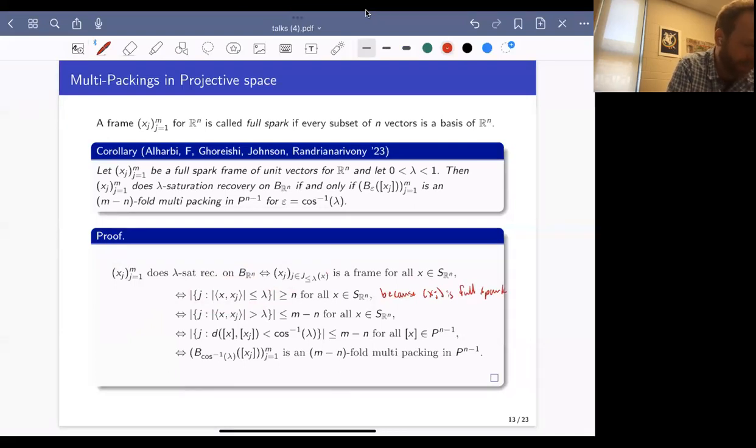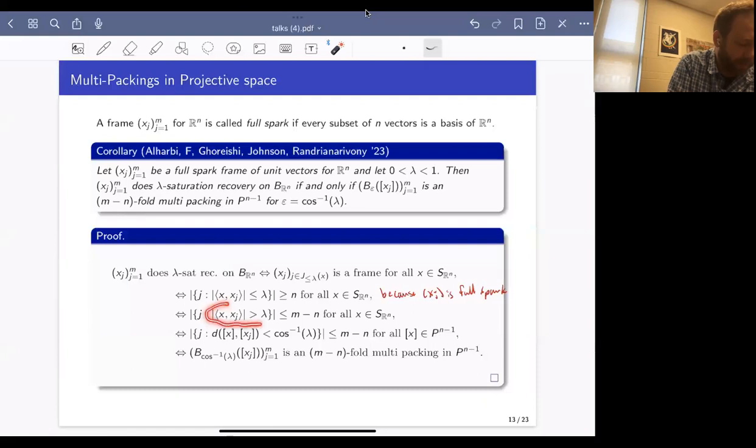we have that a collection of vectors is a frame of Rn if and only if there's at least n of them. Okay, so the unsaturated coordinates, there's at least n of them. Well, that's equivalent to, for the saturated coordinates, there's at most m minus n. And so that means the inner product between x and xj in magnitude has to be bigger than lambda.